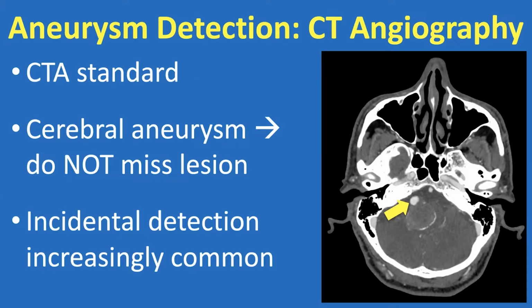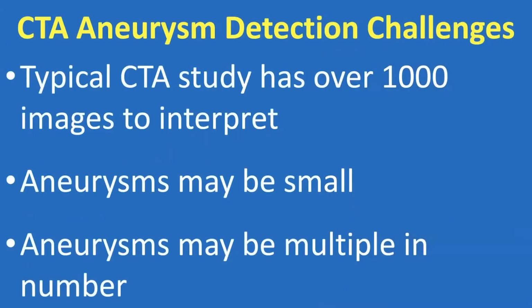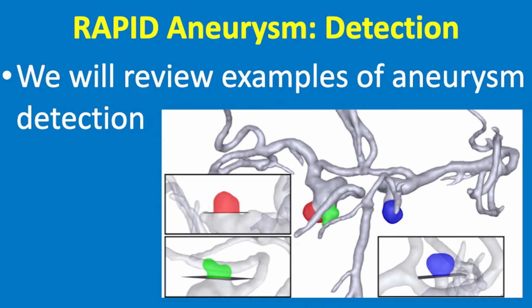So there's certainly a role to have some help to the radiology folks in detecting these aneurysms. The typical CTA study has a lot of images, and an aneurysm may be present on 1 or 2 slices. So any help you can get, that's really helpful. And of course, aneurysms can be small, and they may be multiple in number. And those are certainly factors that can lead to them being missed on these non-invasive studies. So we're going to look at examples of aneurysms going forward, but these are just one little picture of several aneurysms detected by the Rapid software platform.